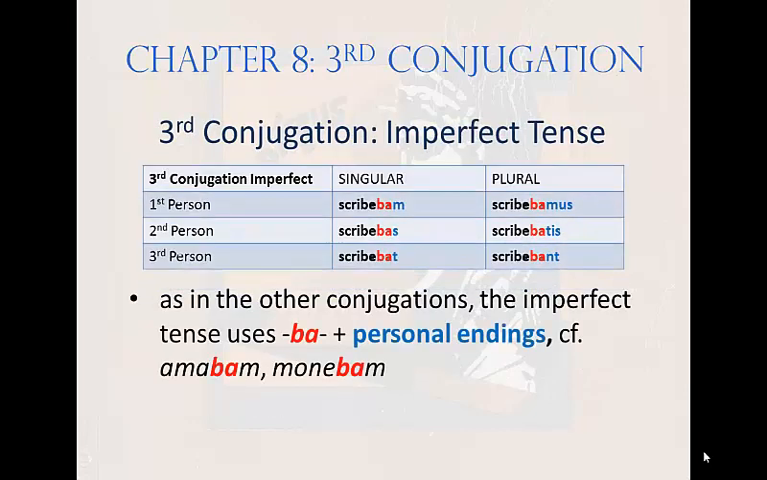The imperfect tense in third conjugation poses even fewer problems than the present. Just like in first and second conjugation, it uses BA as the marker for the imperfect. Thus, the imperfect of scribo goes scribebam, scribebas, and so on. Note that, unlike in the present, the thematic vowel in the imperfect is E.